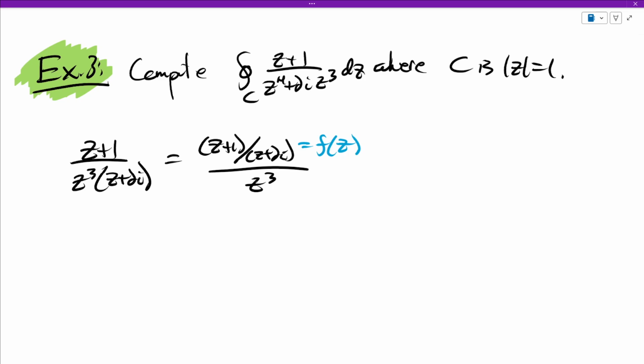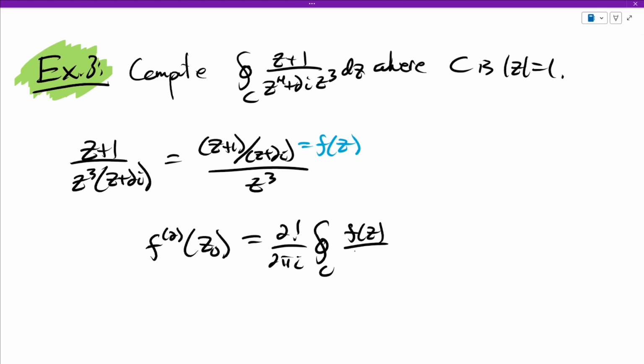So we're dividing by a cubic power. That means if we want to apply Cauchy's integral formula for derivatives, we'll be looking at the second derivative. So f double prime of z naught is going to be 2 factorial over 2 pi i, integral over C of f of z over (z minus z naught) to the 2 plus 1, so cubed in this case. So this is exactly the right form. What this says is, here z naught is 0, so we can compute the value of the contour integral by taking the second derivative of f.